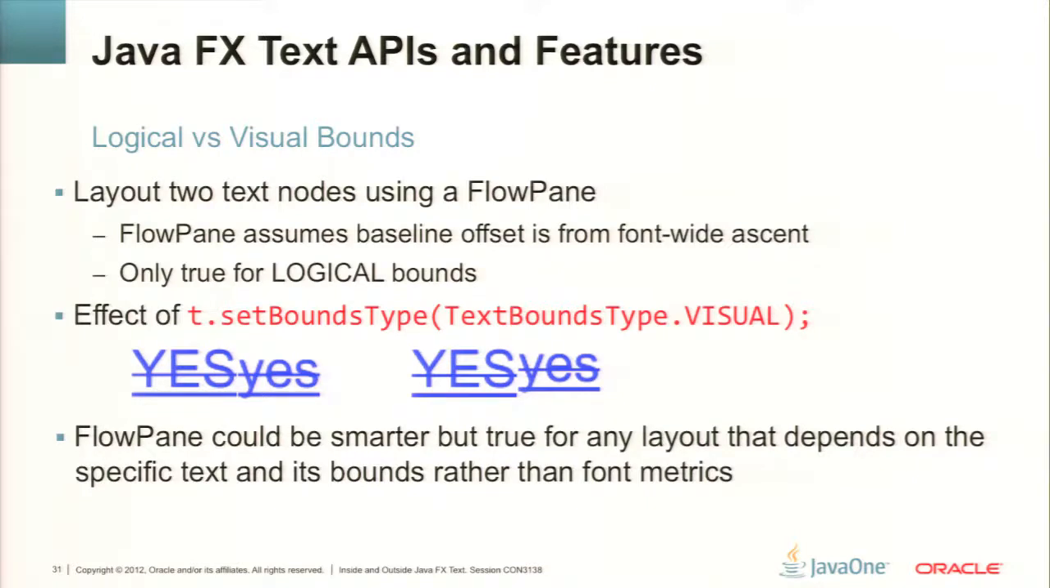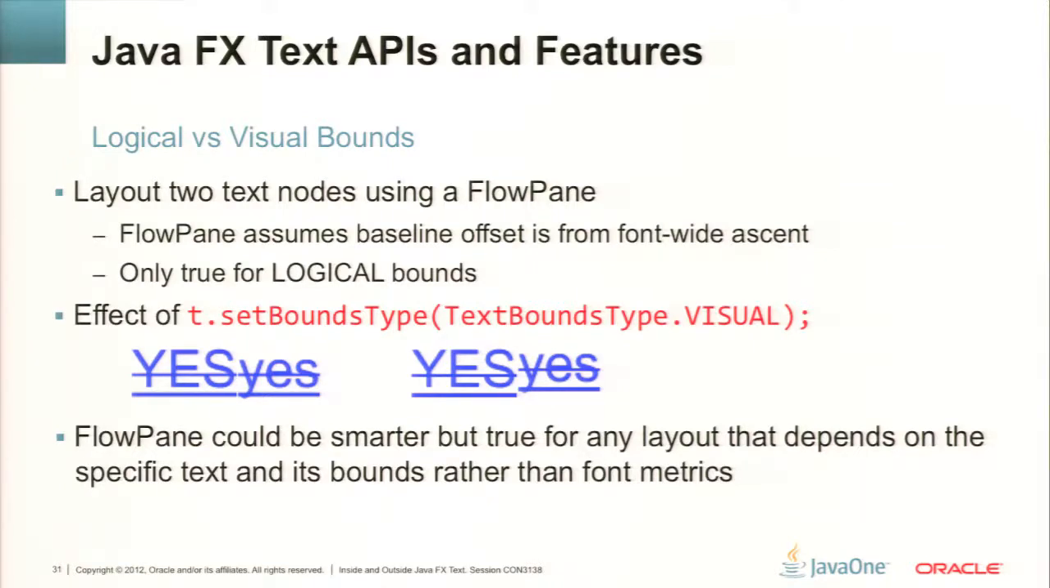If I've set bounds type visual, you can see that, because of the way this flow pane works, it's using this non-exposed property called baseline offset, which doesn't really change based on whether you're using visual or logical bounds. And so when it tries to align these two strings, you can see in the logical bounds mode, the underlines line up and the strike throughs line up perfectly, but the text is offset.